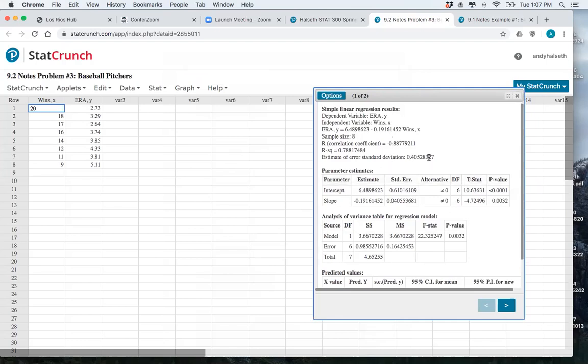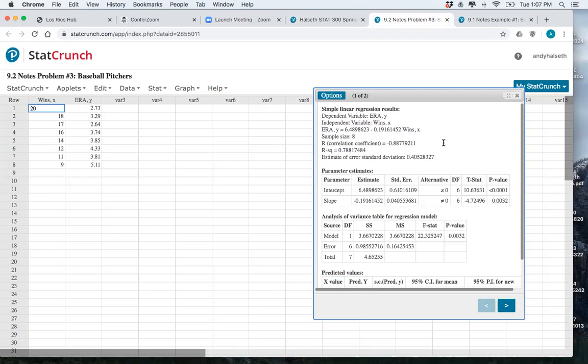So for part A, it asks, what is the correlation coefficient? Let's see, that's the R. I've got a negative 0.8878, okay? If I interpret that, then that's a pretty strong correlation in the negative direction. So I would say strong negative linear. That's my interpretation. Okay, strong negative linear.